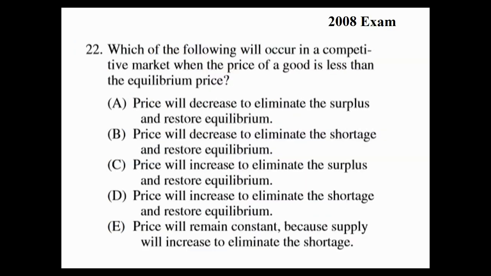Next, which of the following will occur in a competitive market, which is supply and demand, when the price of a good is less than its equilibrium price? So we're here and we said the price is less than the equilibrium price. What's going to happen? Boom, the price will increase to eliminate the shortage and restore equilibrium. The price is too low. It's creating this shortage of goods, and because of the invisible hand and its free market, it will go back up.